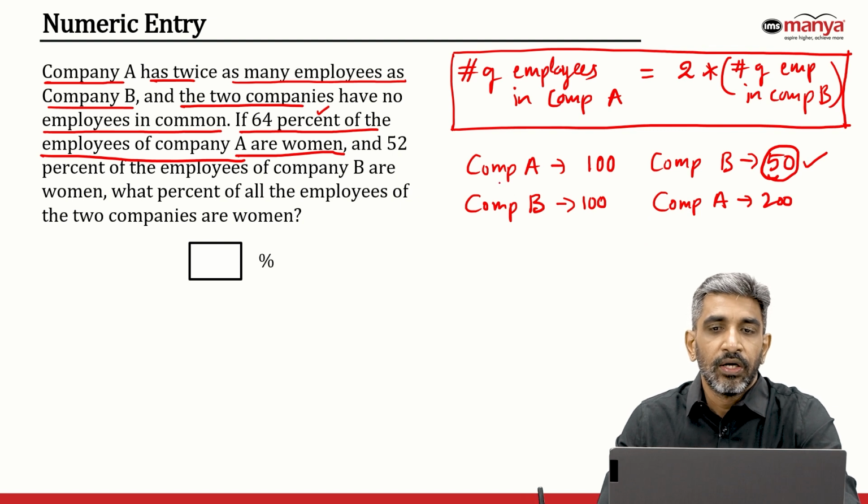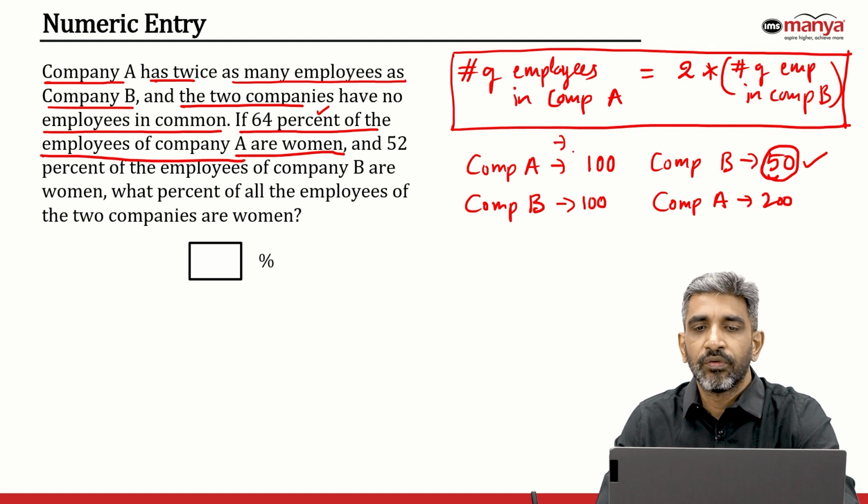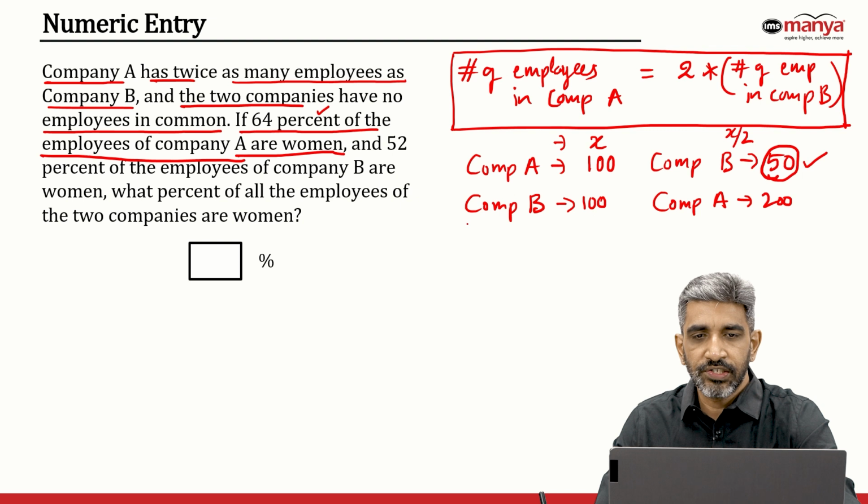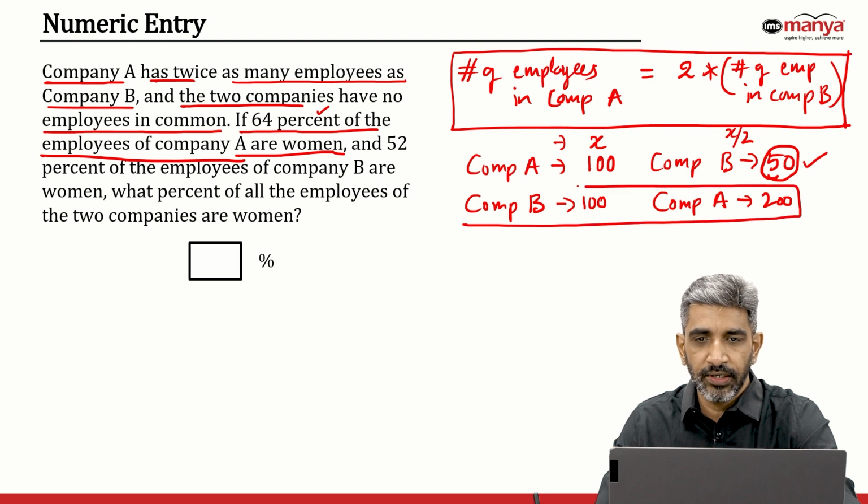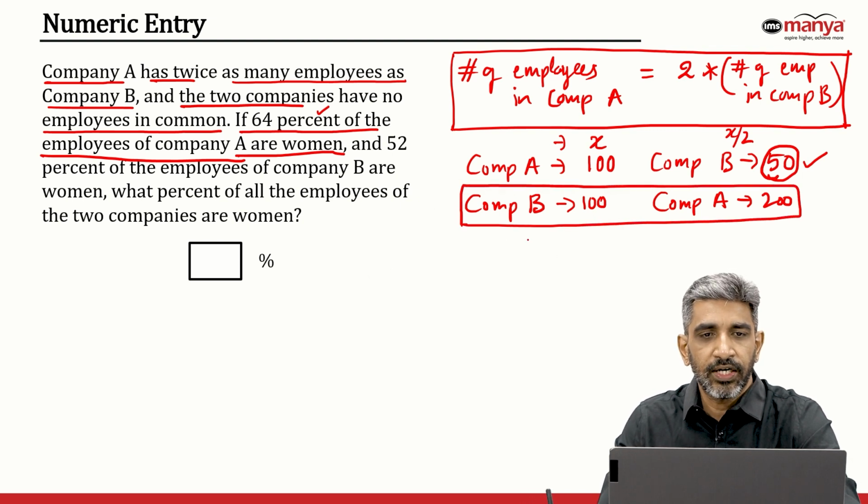On the other hand, if you took the number of employees in Company A as X and B as X by 2, that is not a great approach because it is time consuming, it involves variables, and is prone to errors. So one thing that you could avoid in solving questions like these is to assume variables for unknowns. All right, so now that we have decided that we want to keep 100 and 200 as our numbers, let's look at the information given.